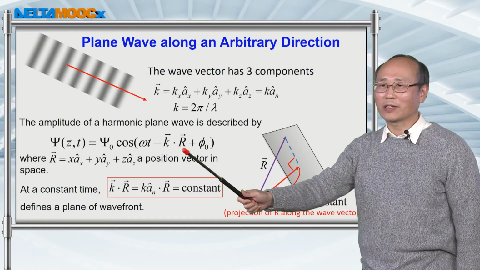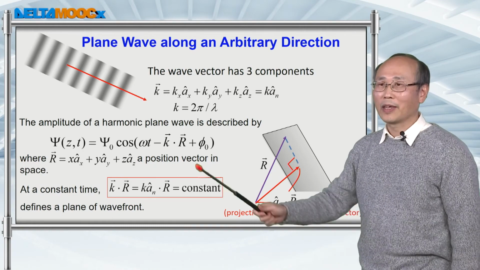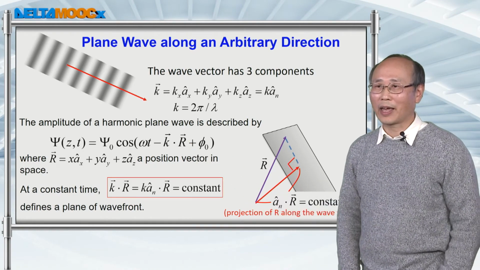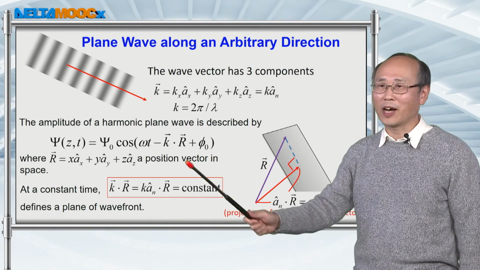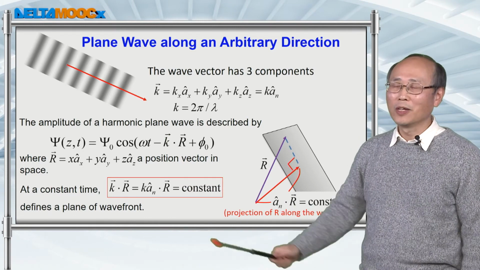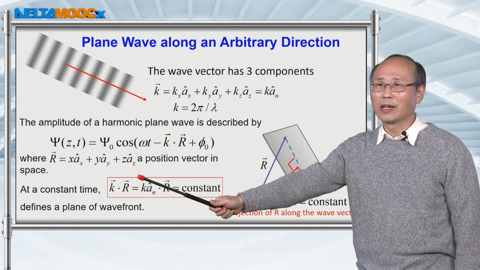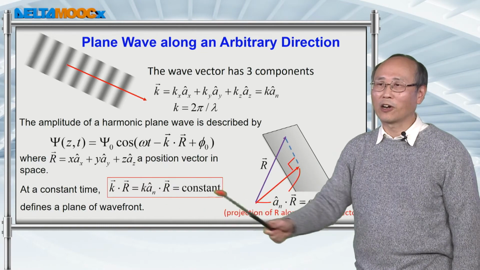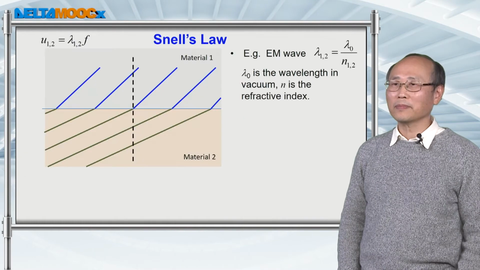But if you change this coordinate system to a spherical coordinate system, then this can explain a spherical wave. But for now, we describe this wave in the xyz coordinate system. So we express this position vector as the xyz variables. So k dot r gives you a plane in this xyz coordinate system.